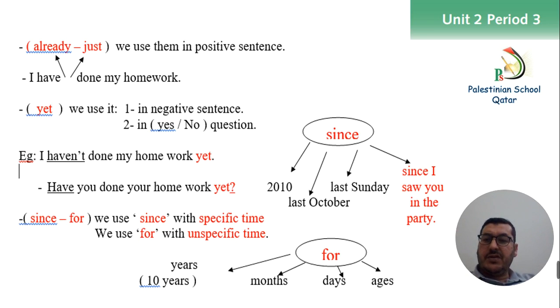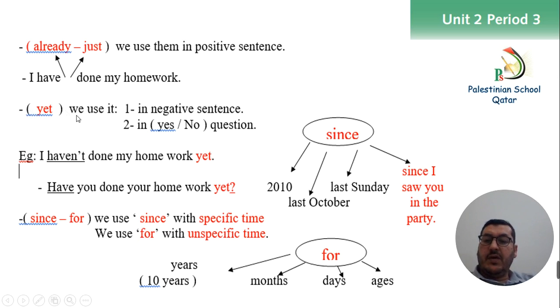The first one, already and just, we use them in positive sentences. For example, I have already done my homework, or I have just done my homework. So we use already and just in positive sentences without not.